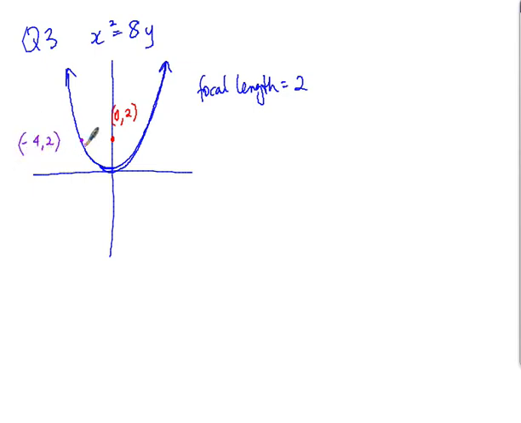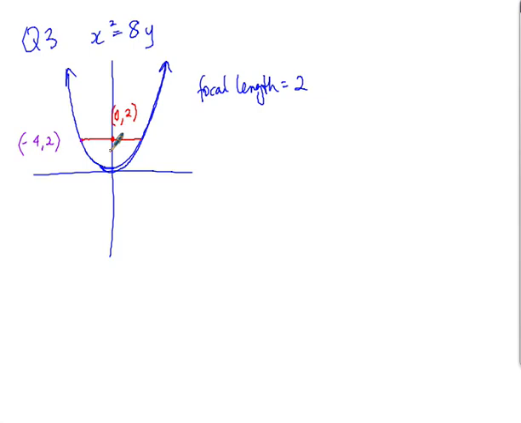Okay, so they're asking you to find the equation of the focal chord. Remember, a focal chord goes through the focus. And if it also goes through that point there, you're trying to find this line. Alright, what is the equation of that line? You can work out the gradient, then use point-gradient form. What's the gradient of this line? That's (-4, 2) and that's (0, 2). It's a horizontal line, because they both have the same y coordinate.